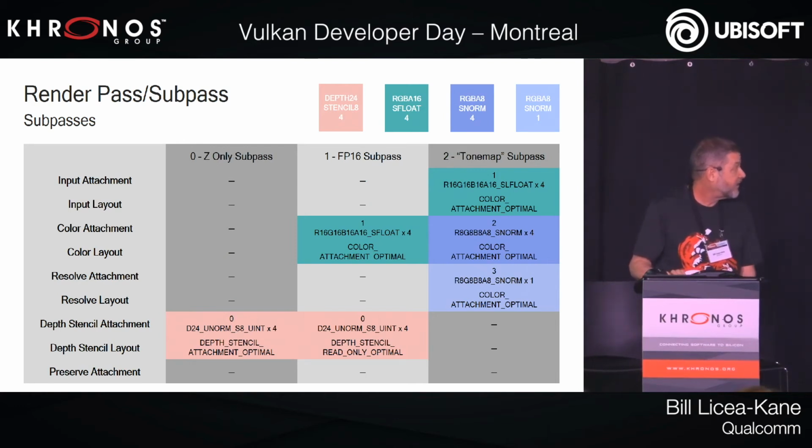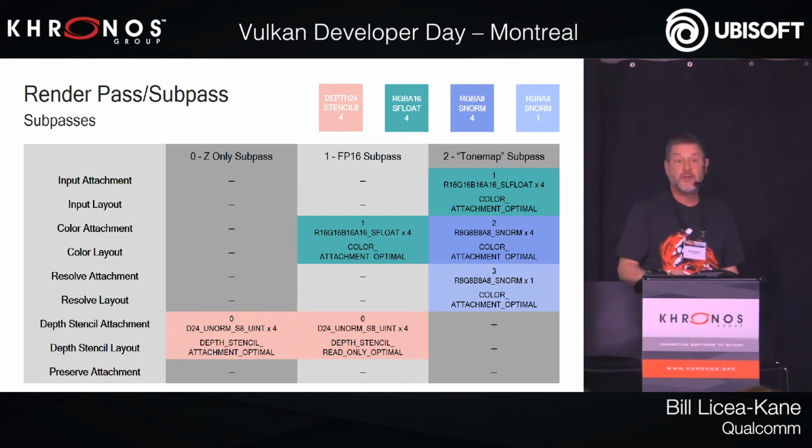The second pass is the FP16 subpass. I will be attaching the color attachment now, and I will clear that. And I want it to be color attachment optimal there. And now I'm going to also transition the depth buffer to read-only optimal. So I started off with a depth stencil read-write buffer. Now from here on out, I'm doing read-only buffer. And so possibly I get a little bit of performance gain from that.